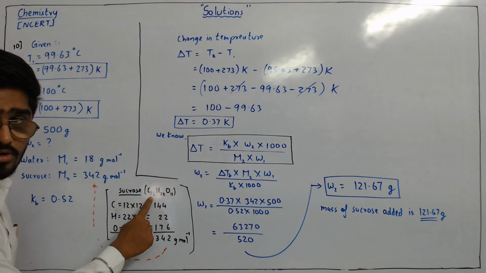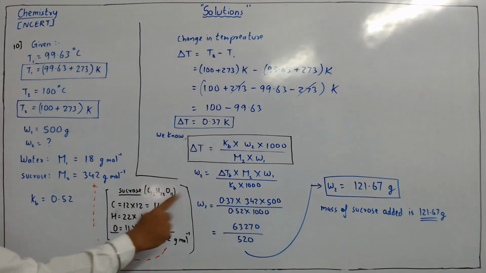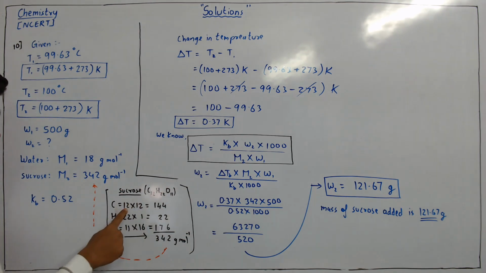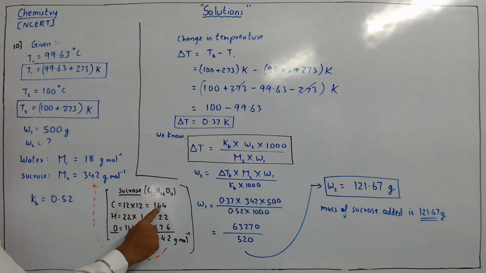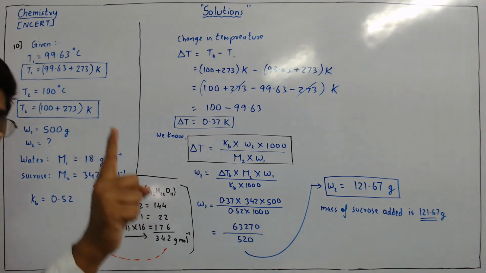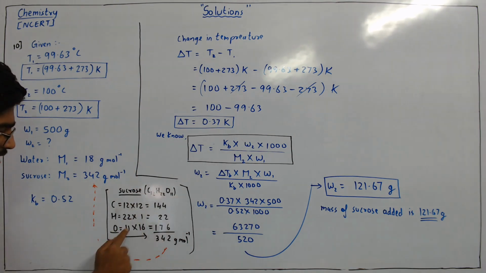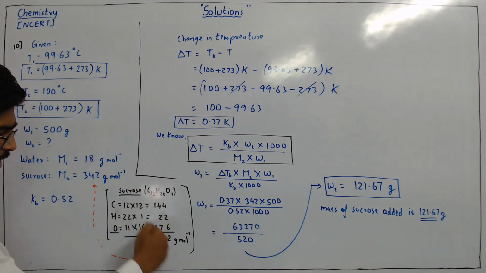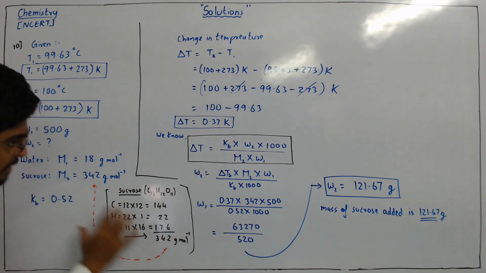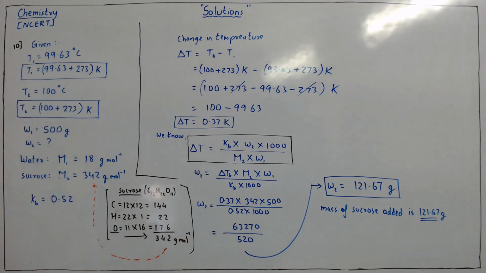First, you should know the formula of sucrose. What is the formula of sucrose? C12H22O11. In the whole formula, how many carbon are there? 12 carbon. Atomic mass of one carbon is 12, so 12 multiplied by 12 is 144. Then, how many hydrogen are there? 22. Atomic mass of one hydrogen is 1, so 22 multiplied by 1 is 22. How many oxygen are there? 11. Atomic mass of one oxygen is 16. Multiplying these, we got 176. Adding all this, we got the final answer. Molar mass of sucrose. How much we got? 342 gram per mole. This way we got the molar mass of sucrose.